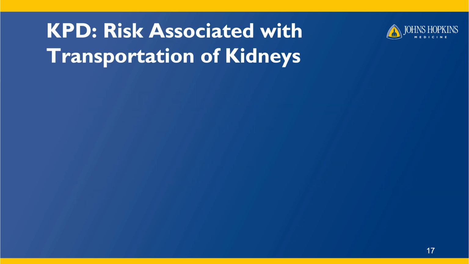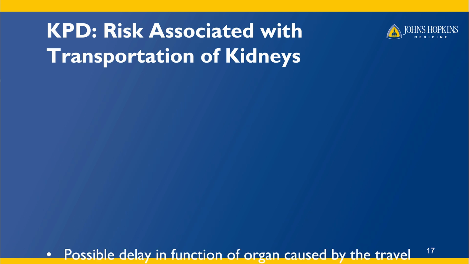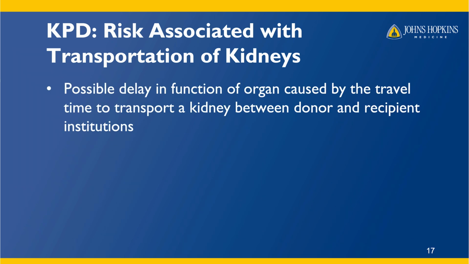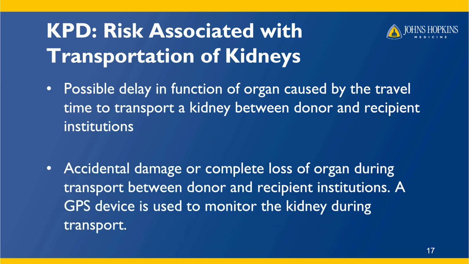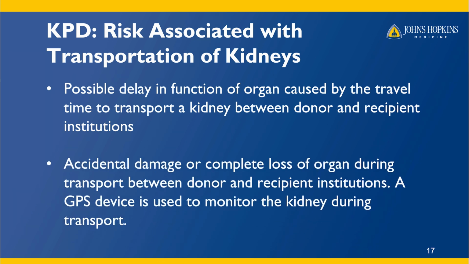There are some risks associated with transporting kidneys. There could be a possible delay in function of the organ caused by the travel time to transport a kidney between donor and recipient institutions. For example, there could be traffic issues, flight delays, or weather concerns. There is a possibility there could be accidental damage or complete loss of the organ during transport between donor and recipient institutions. A GPS device is used to monitor the kidney during transport from both the transplant center and the KPD registry.